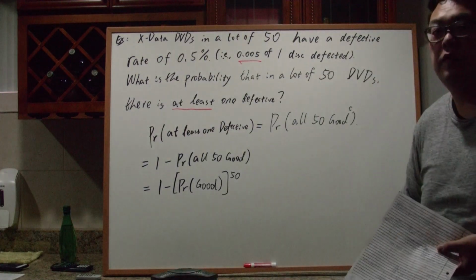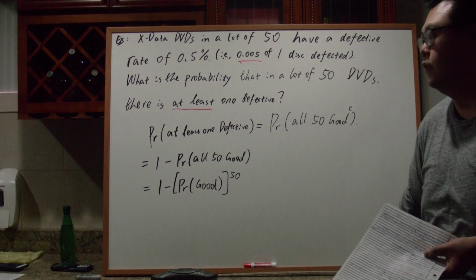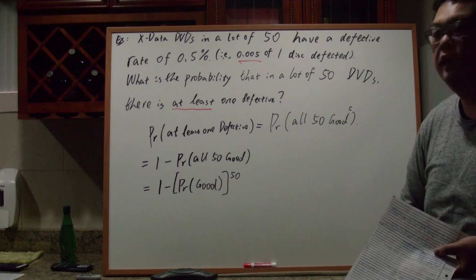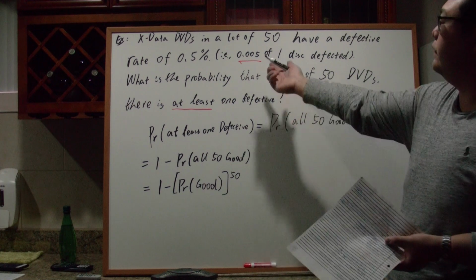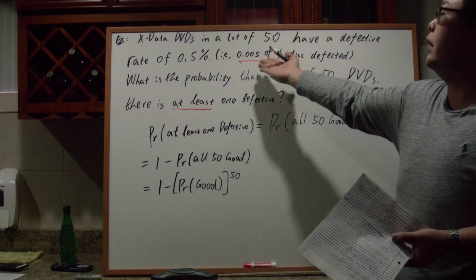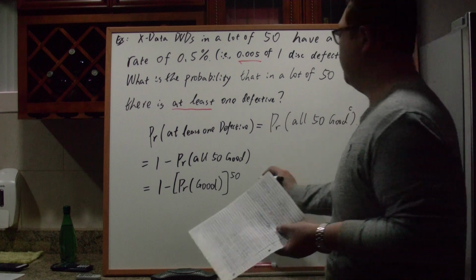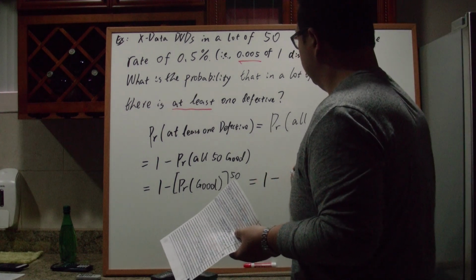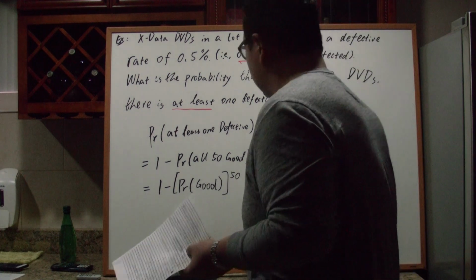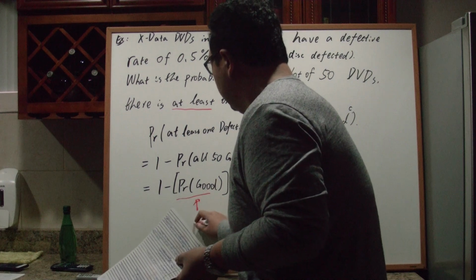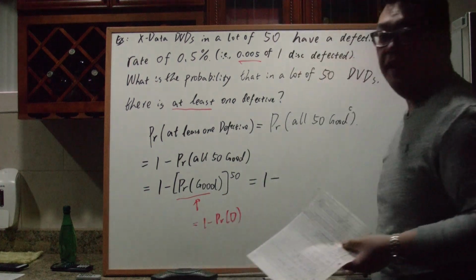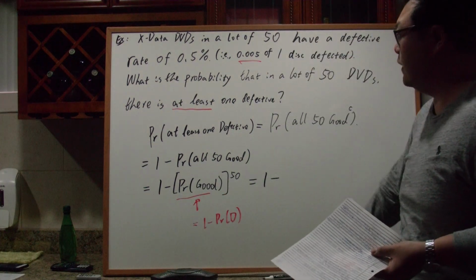So all 50 are good, which means the first is good and the second is good all the way to the 50th. All 50 of them are good. But what we find is the probability of a DVD being good, the opposite of which is defective. The probability of good here is 1 minus the probability of it being defective. Of course, if it's not defective, then that's good.